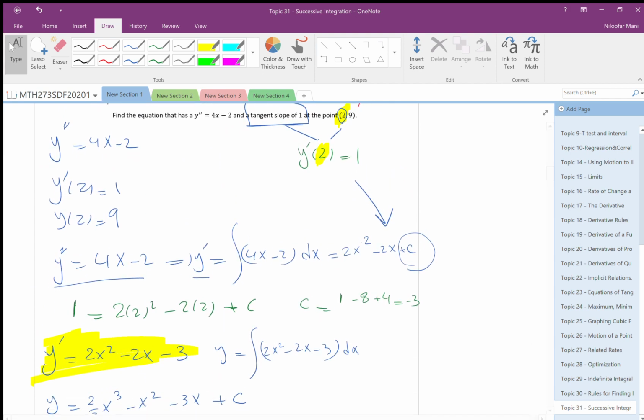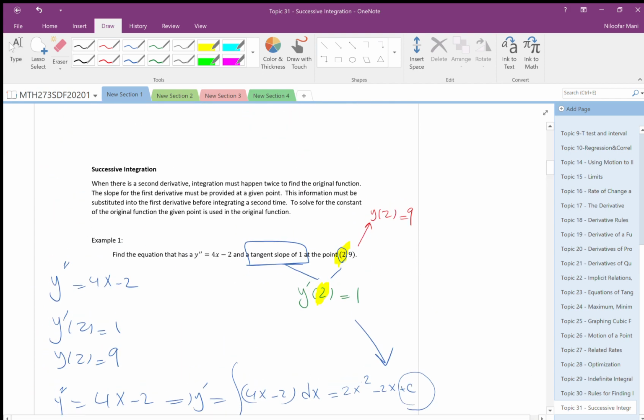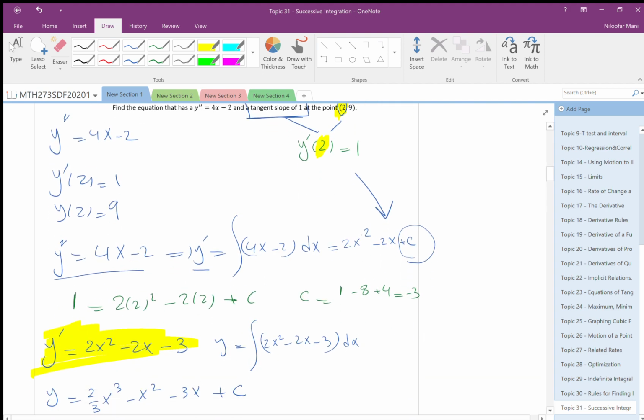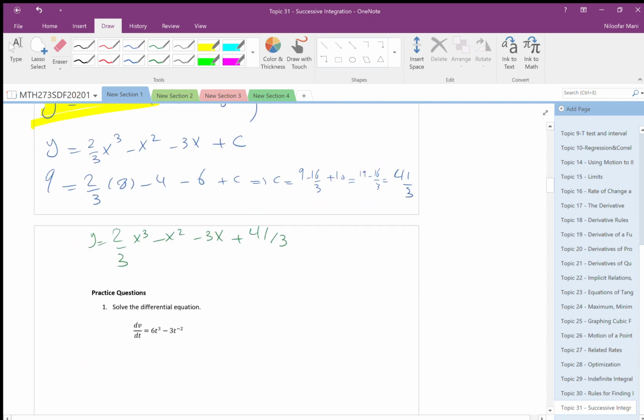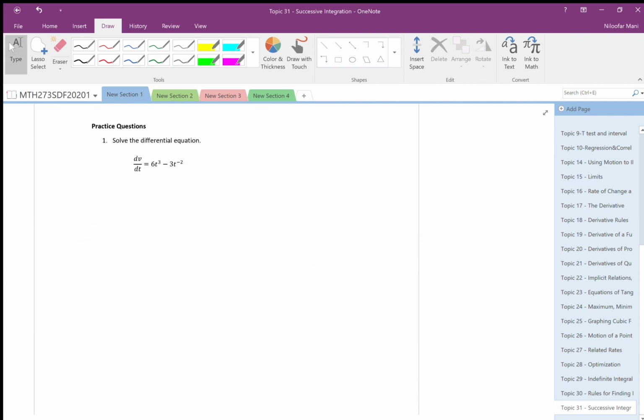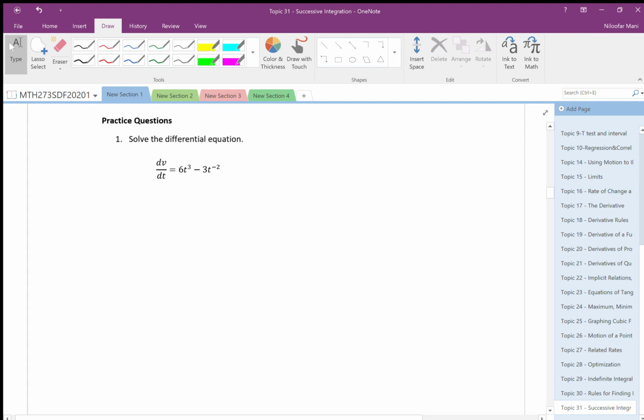So when I say successive integration, it means I continue to do integrals because I have the second derivative. From the second derivative, first I go to the first derivative, and then I go to the original function. Now these are practice questions. We are done with the lesson. Very easy. So now I can find the answer.